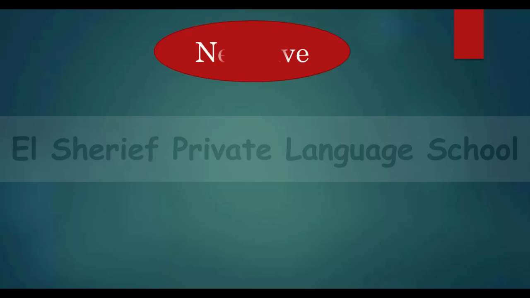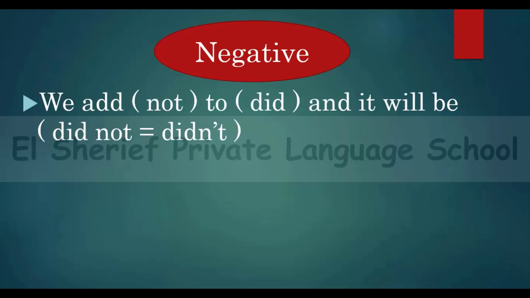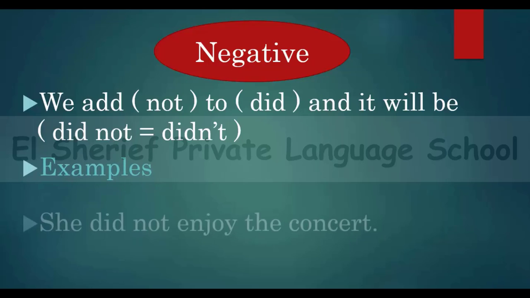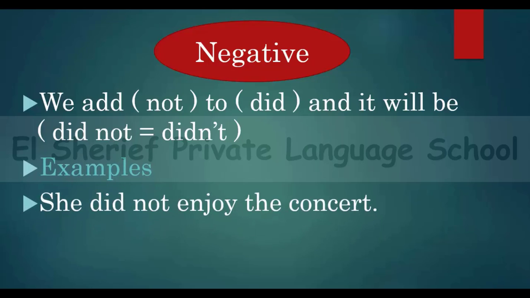And look at the negative form. We add not to did, and it will be did not or didn't. Again, we add not to did, and it will be did not or didn't. Look at the first example: she did not enjoy the concert, or she didn't enjoy the concert.